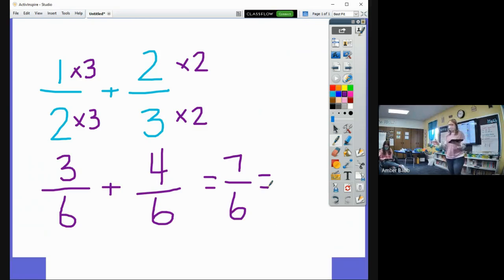Here's where I think I'm going fast. How many times does 6 go into 7? 1, one whole time, which would give me a 6. And then I subtract to get my leftover: 7 minus 6 is 1.